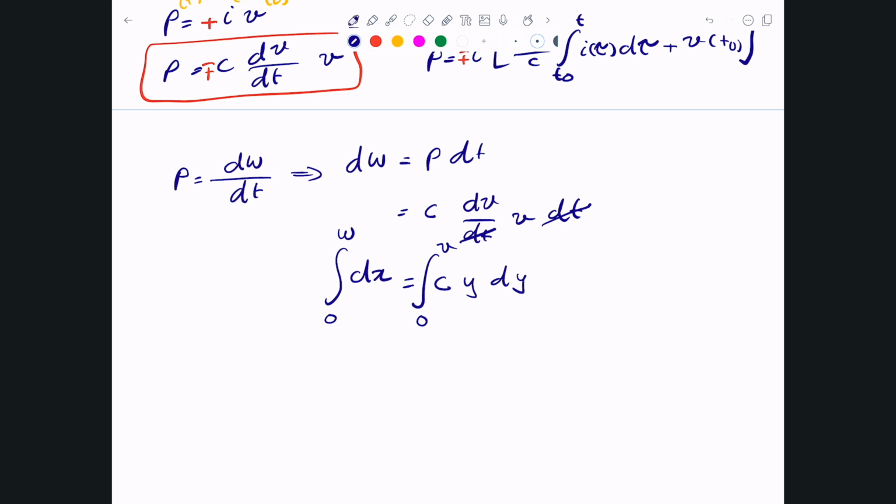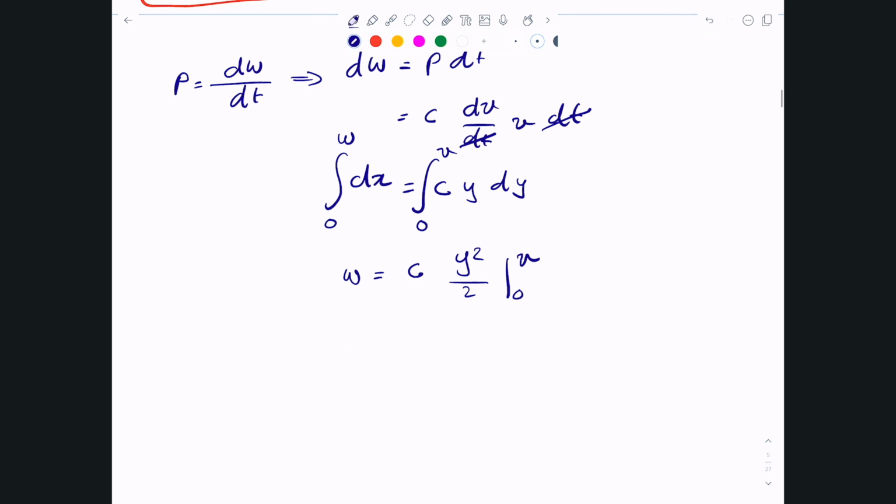So that tells me that W is simply C times y squared divided by 2, from 0 to V. And what we get is that W, which is the amount of energy, is just half of C times V squared. So this is how you compute the energy across a capacitor: a half of C times V squared.